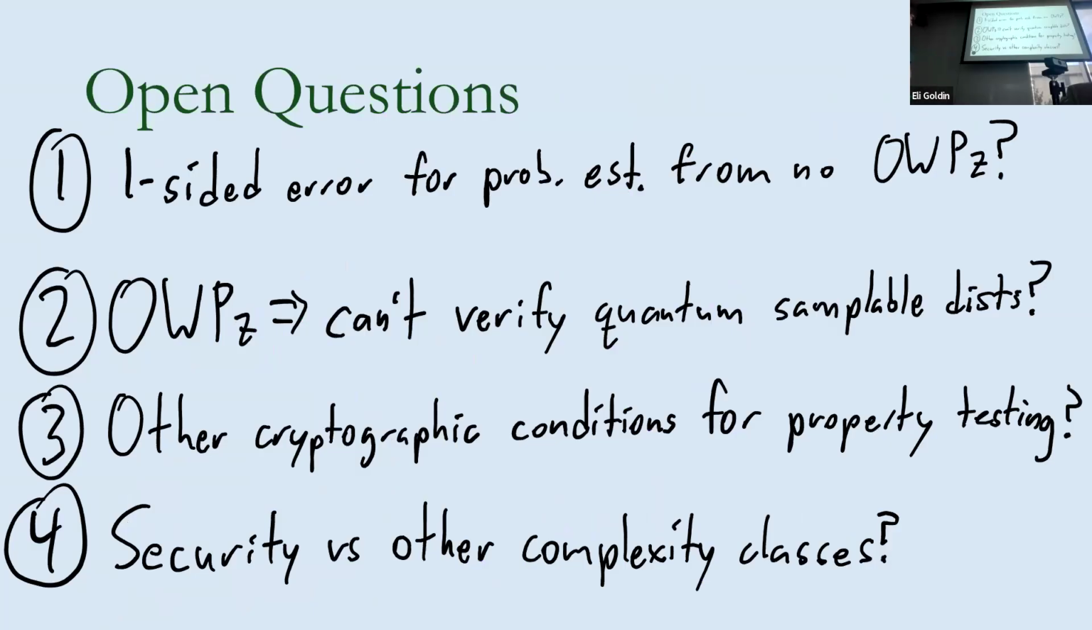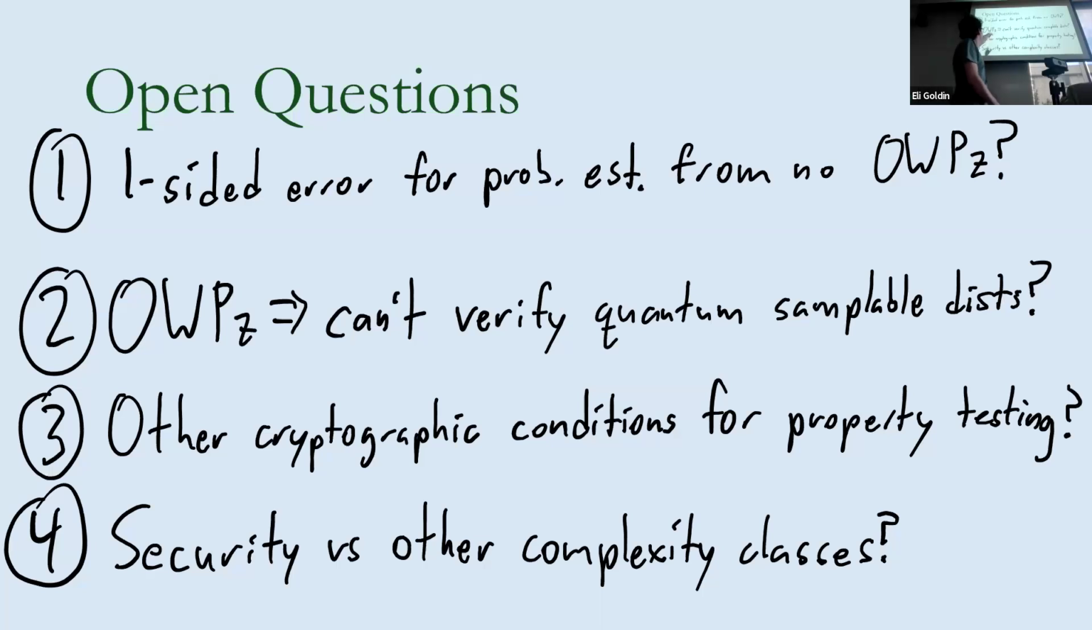So the first open question is, can we get this one-sided error for probability estimation from no one-way puzzles? I would really, really like this to be possible. I have a feeling the answer is no. But it would be very nice. It would make a lot of things much easier in quantum.